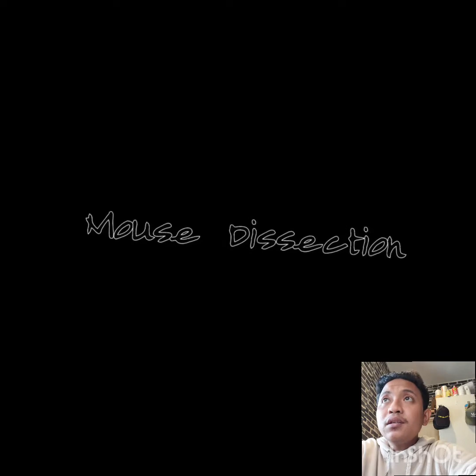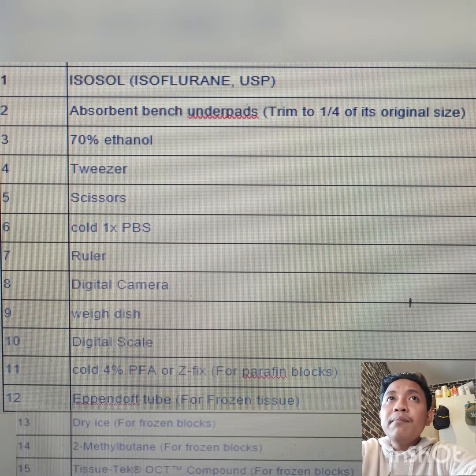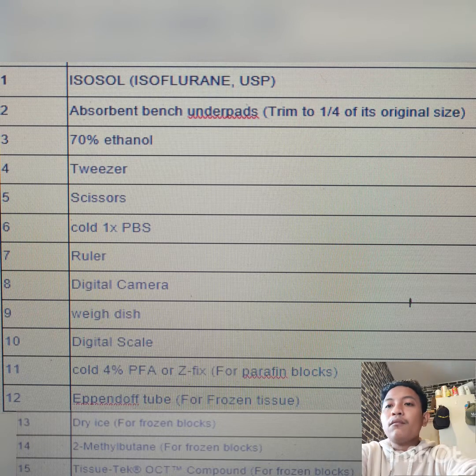The next step is the dissection of the mice, or the dissection of the specimen, which is we use here mice, and then the extraction of the organ of the mice, and then tissue grossing, and also the fixation of the tissue that we take from the specimen. And this is the material that we use for this practical.